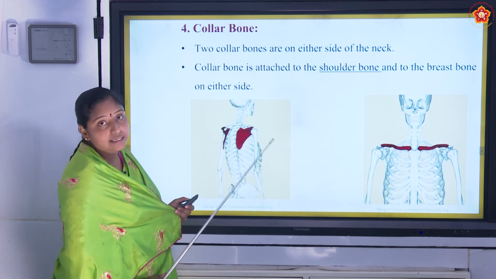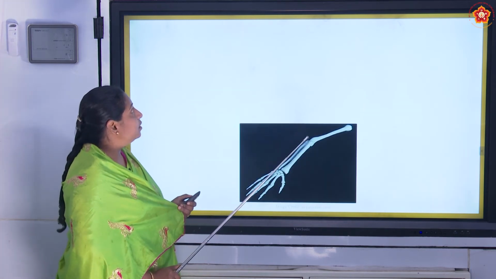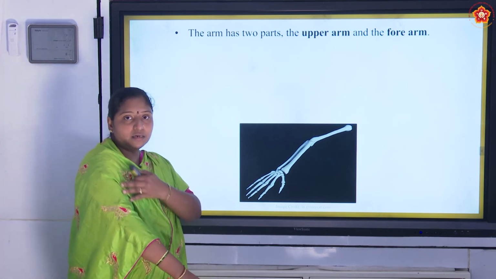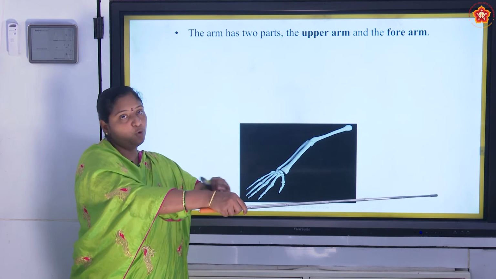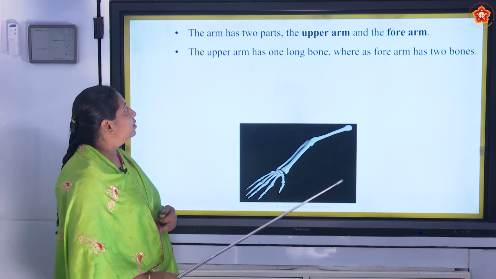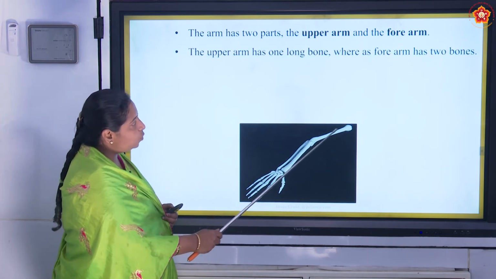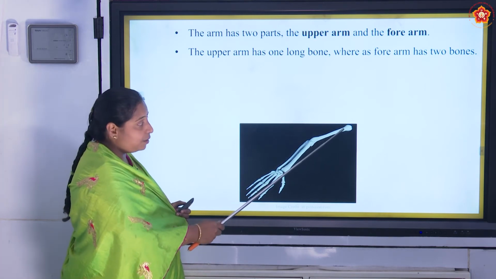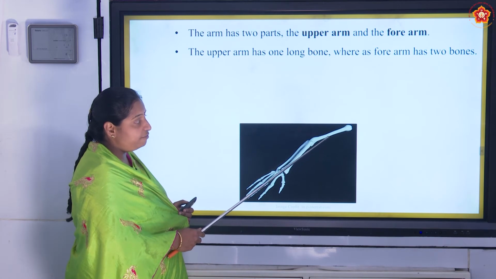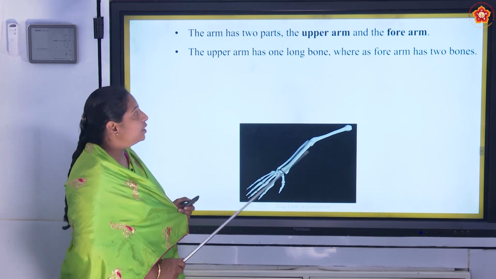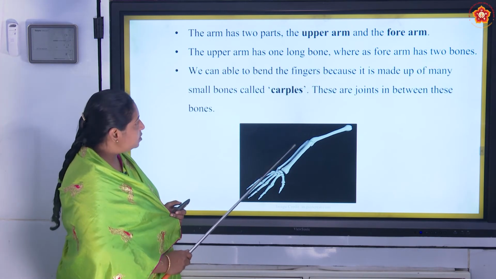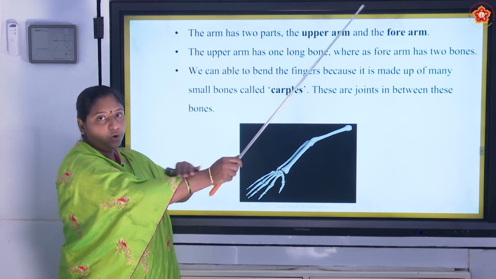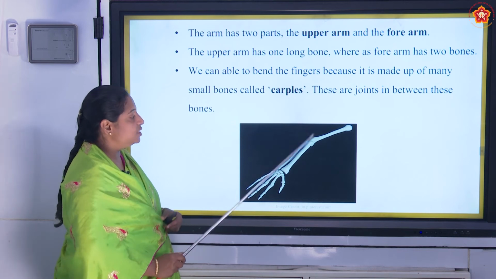on either side. And the arm has two parts, the upper arm as well as the forearm. The upper arm has only one long bone. See here, this is the upper arm and it is made up of only one long bone. Whereas the forearm has two bones. You can observe in the forearm there are two bones.